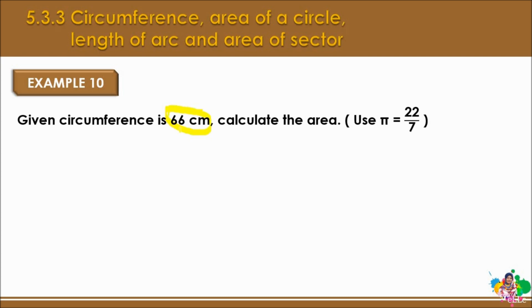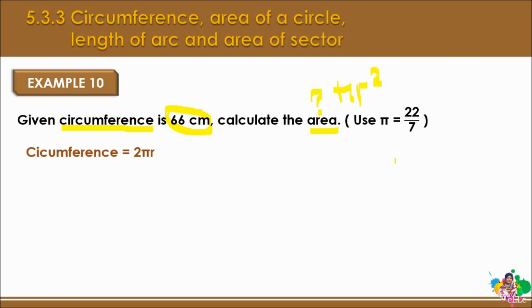Now this one is the circumference, 66 centimeter. Calculate the area. Does the question give you the value of radius to find area? The formula to find area is pi r square. But this question does not give you the value of radius, but it gives you the value of circumference. So based on this value, you have to find the value of radius first.